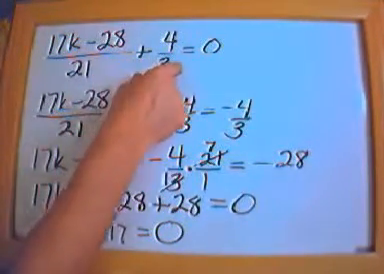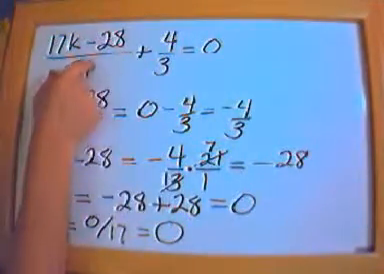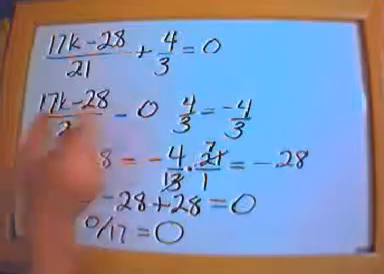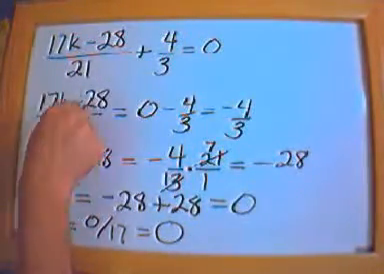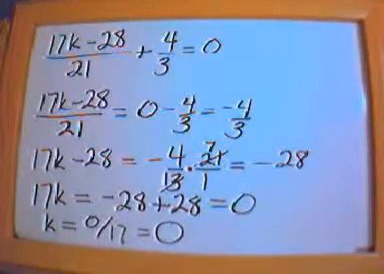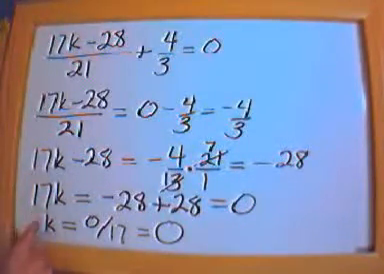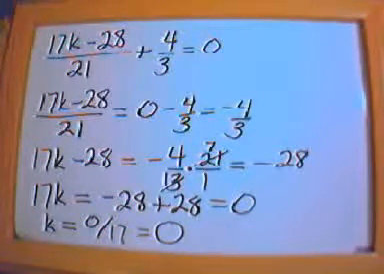First, we moved the 4/3 to the right by subtracting. Got a negative 4/3. Then we moved this 21 over there by multiplying by 21. We reduced this fraction, and that was actually equal to 28. Then I took the 28 over by adding it, which made the right-hand side equal to 0. And then we divide by 17, which, since you're dividing 0 by 17, always equals 0.